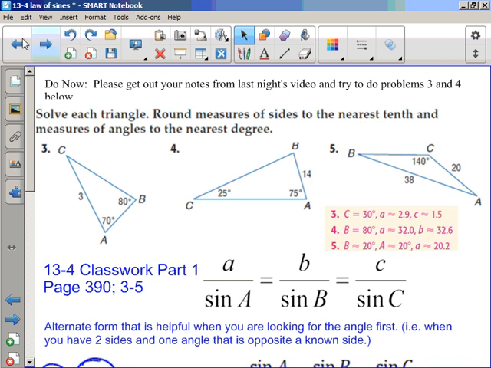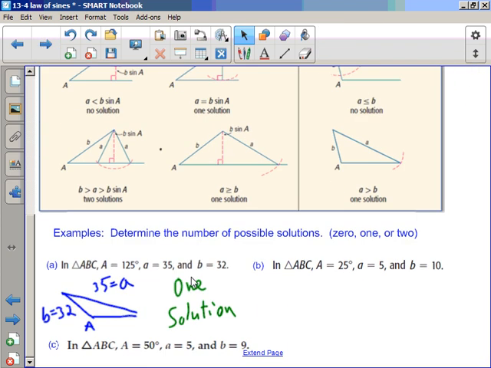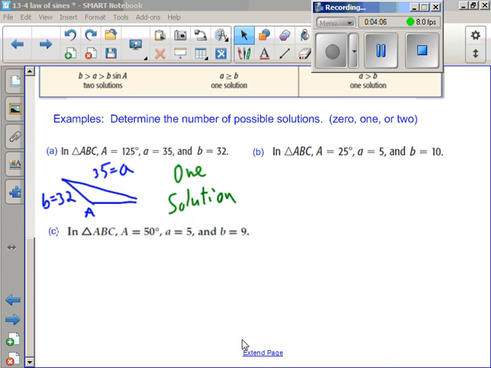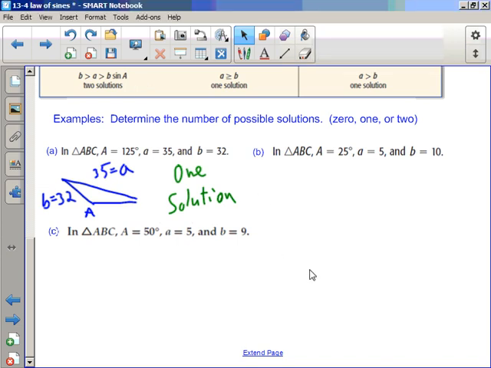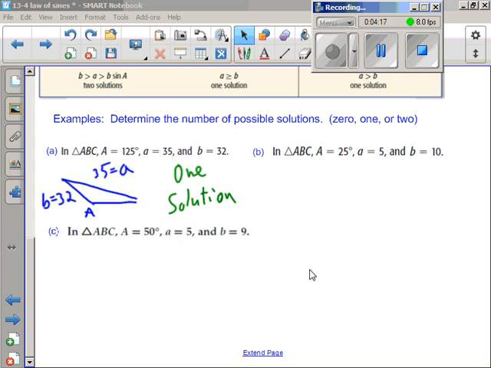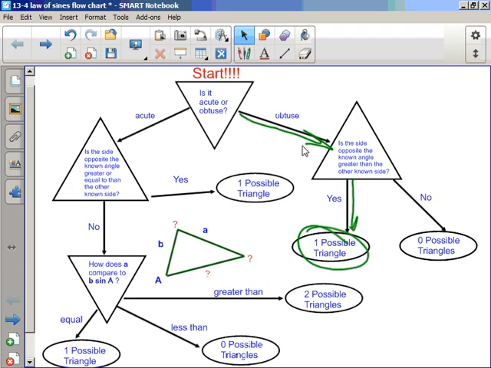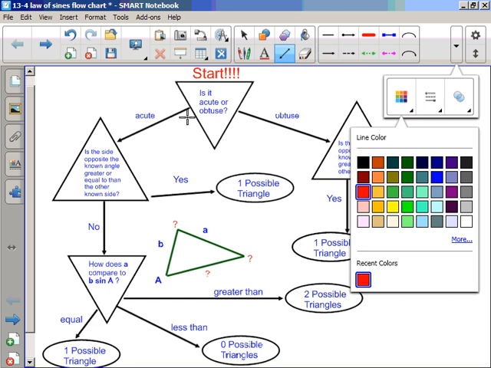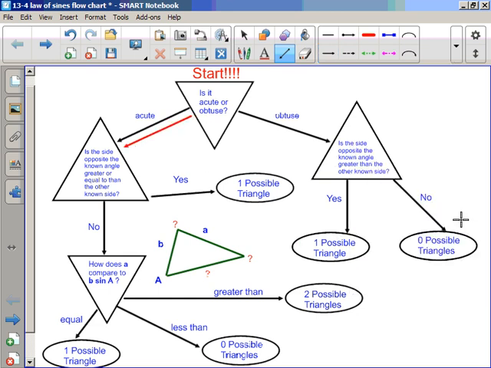So let's do another one, maybe. All right. So this one. Triangle ABC, A is 25. Right off the bat, we look at the angle A. We say it's acute. So we go down this path. It's acute. Okay, is the side opposite the known angle greater than or equal to the other known side?